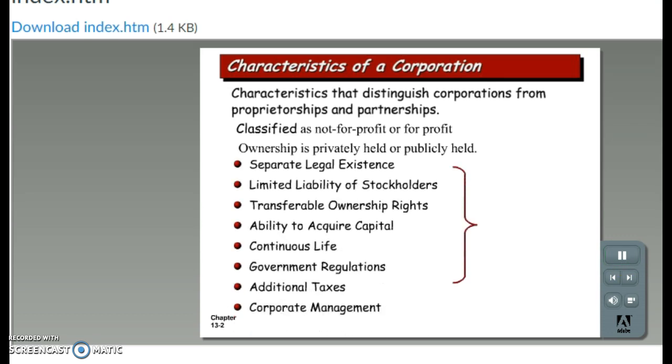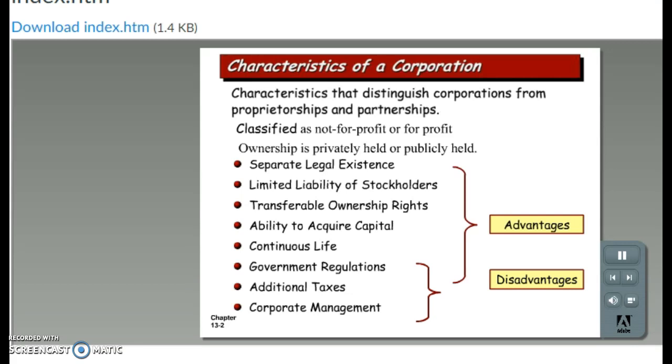The advantages of the corporate form of business include the business is separate from the owner, the limited liabilities of the owners, the stockholders, transferable owner rights through the sale of shares of stock, the ability to raise capital by selling shares of stock, the life of the business continues even if an owner or stockholder dies, and the regulations imposed by government.